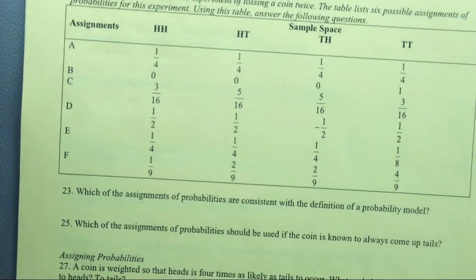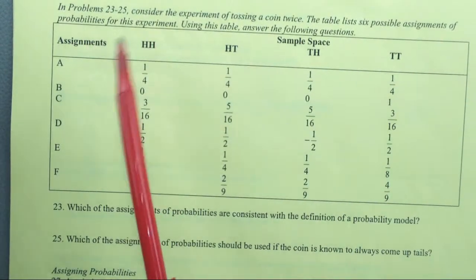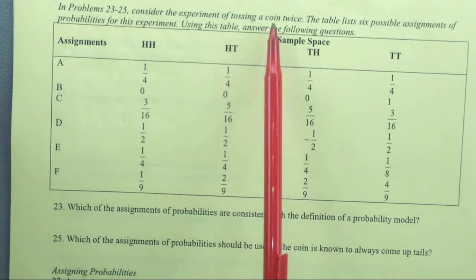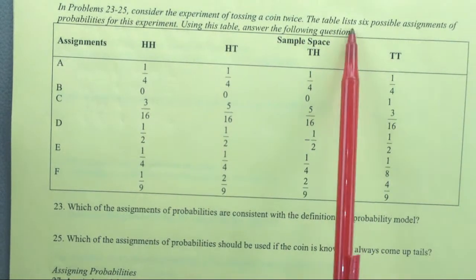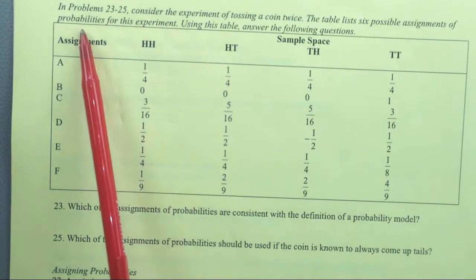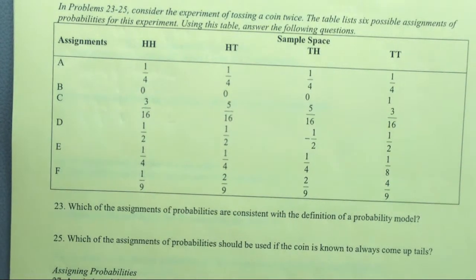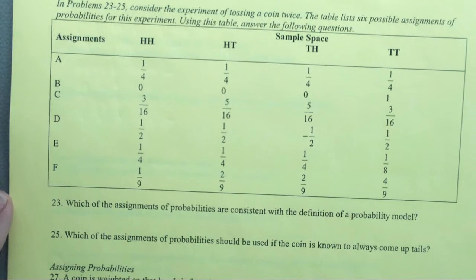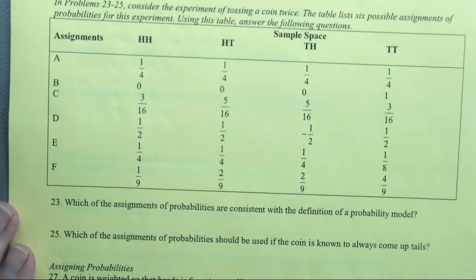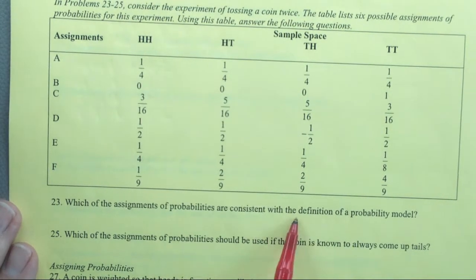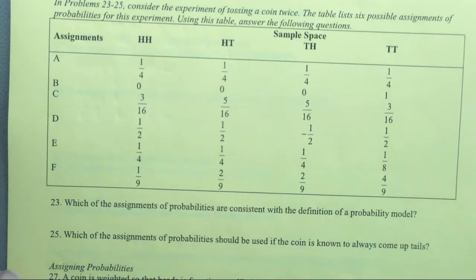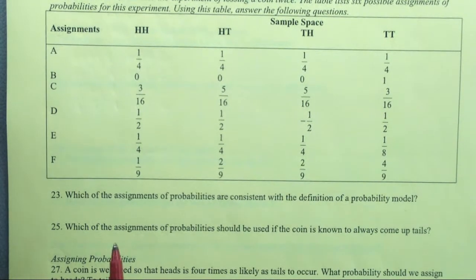And now we're going to go look at this table right here. So 23 through 25. Consider the experiment of tossing a coin twice. The table lists 6 possible assignments of probabilities for this experiment. Using the table, answer these questions. Well, the first question on 23, it says, which of the assignments of probabilities are consistent with the definition of probability model? So I'm going to do part of this with you and let you finish it.